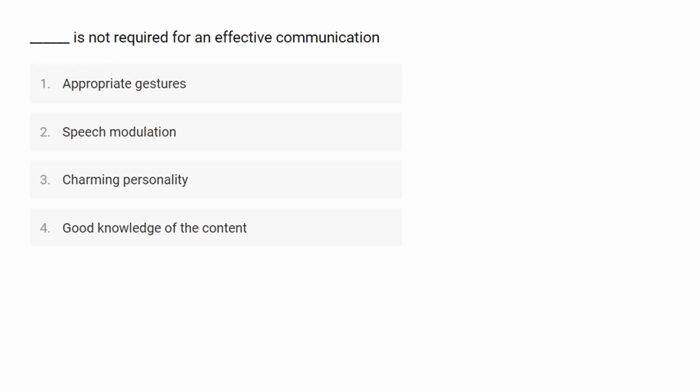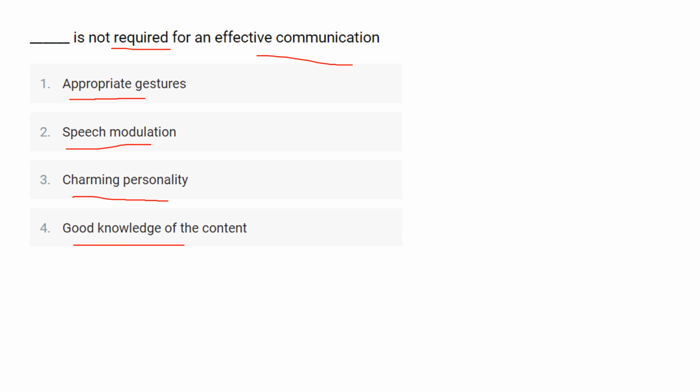Which is not required for effective communication. So here in this question they gave you 4 options and they ask you which is not required for effective communication, for which the first option is appropriate gesture, second one is speech modulation, third one is charming personality, and the last one is good knowledge of the content. Effective communication is the process of sending the message in such a way that the message received is as close in meaning as possible to the message intended.